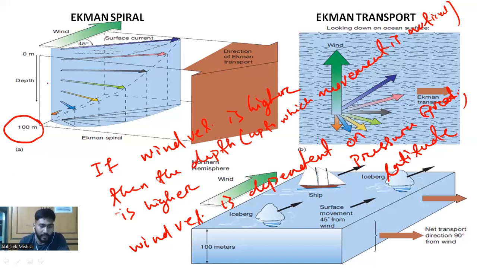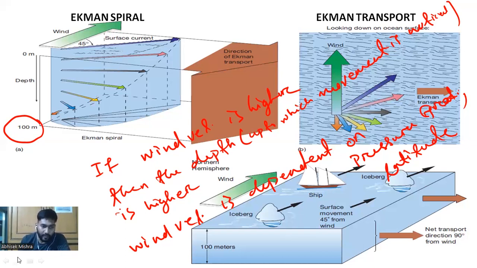So as the depth of the water column which is set in motion is dependent on wind velocity, it is also controlled by the latitude factor. Because according to latitude or pressure gradient force, the wind will move and the wind speed will change. If the wind velocity changes, the energy transferred to the sea surface will change, and then the water column depth will change. So this depth of water column is variable, but on average we can take 100 meter in both hemispheres, whether northern or southern.